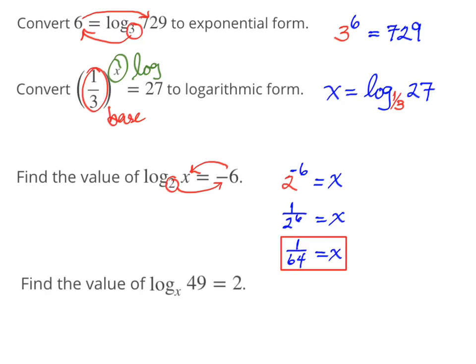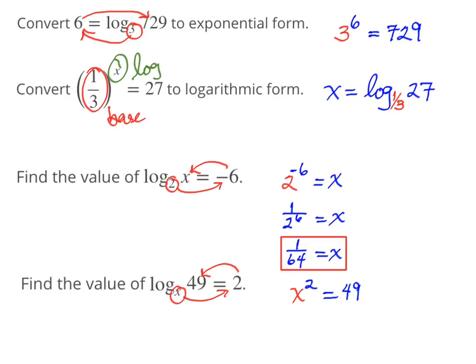Let's try one more. So let's solve log base x of 49 is equal to 2. So we're going to solve here for the base. x is in the base. So let's rewrite it in exponential form. We're going to take that base x and raise it to the exponent 2. So x to the 2 is equal to 49.